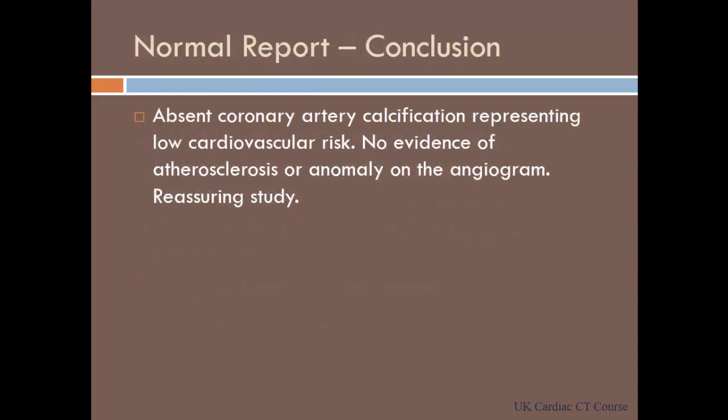So a normal conclusion would look like this. Absent coronary artery calcification representing low cardiovascular risk. This first sentence is very important because, as I've shown you, a zero calcium score is a very good marker of safe prognosis for at least 6 to 7 years. And then there is no evidence of atherosclerosis or anomaly on the angiogram. I mention anomaly only in patients, say, younger than 50 years, because after that, anomalies are relatively safe.